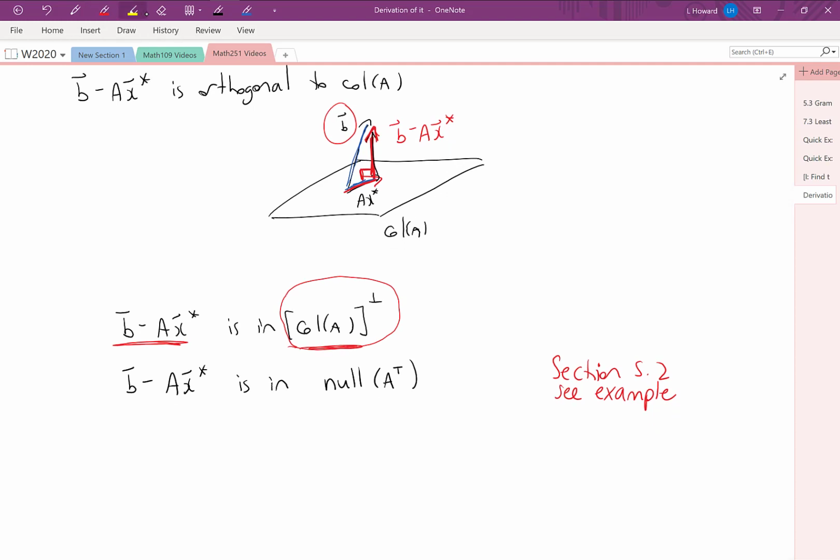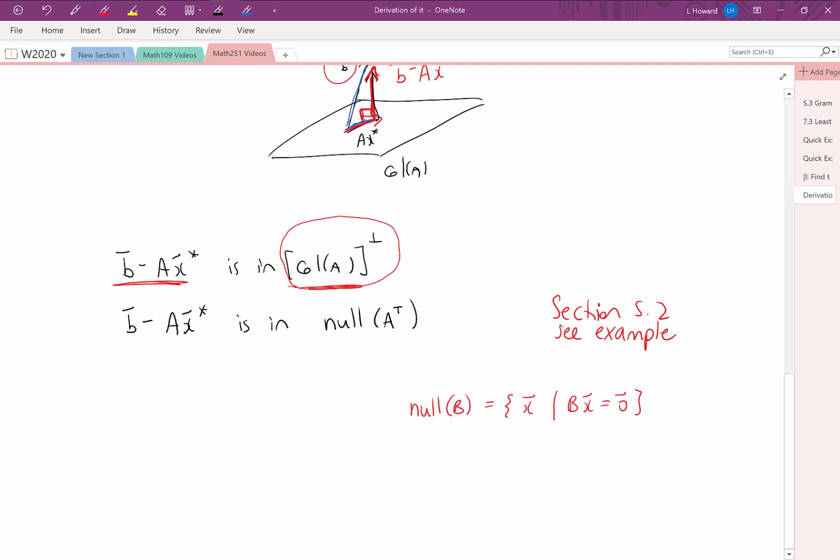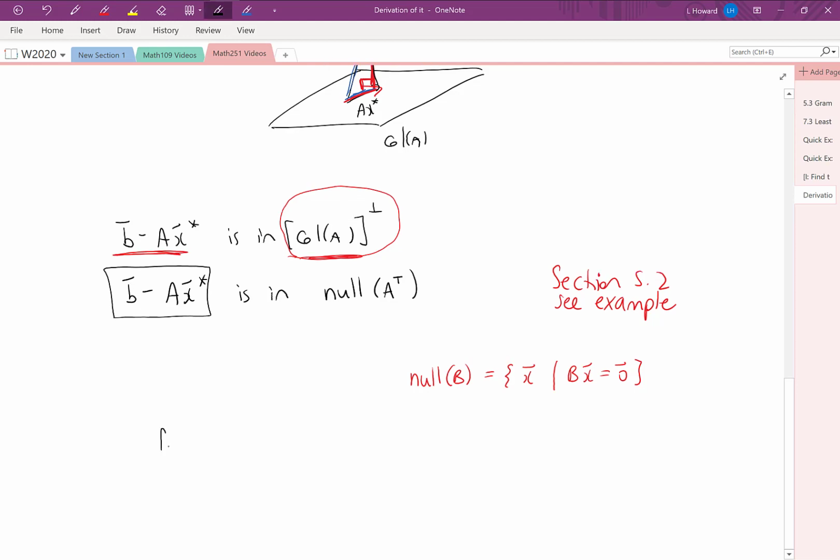Okay, so let's remember what null space means. I'm just going to do this as an aside. If you say null space of a matrix B, for example, you're talking about the set of vectors X so that Bx equals the zero vector. So null space is the set of vectors X that multiply with whatever matrix you've got to give you the zero vector. So if we say that this vector B minus AX star is in the null space of A transpose, then we're saying when we take A transpose and multiply it with this vector, B minus AX star, we get the zero vector.